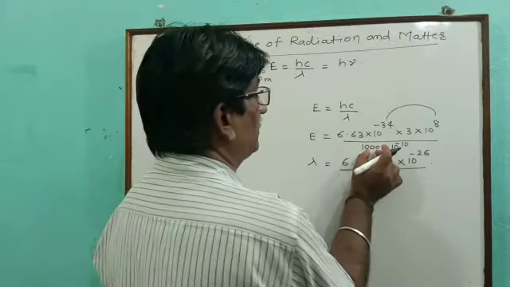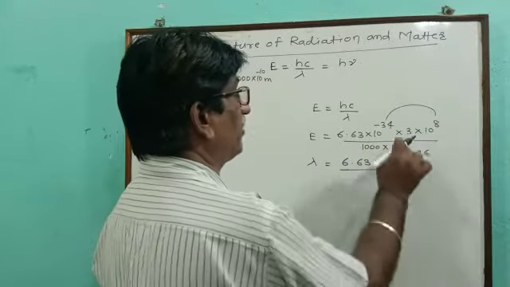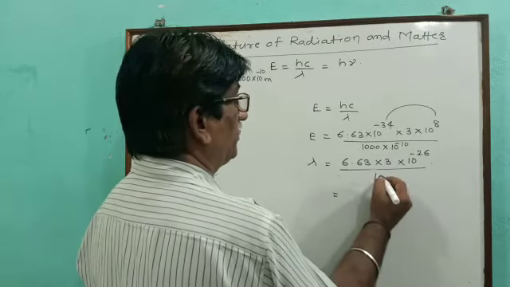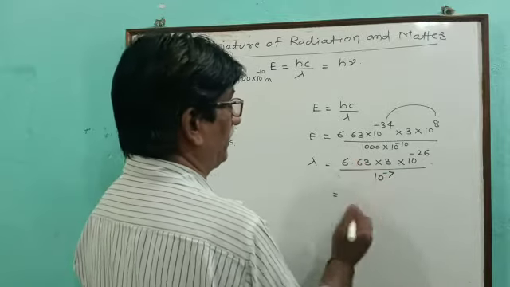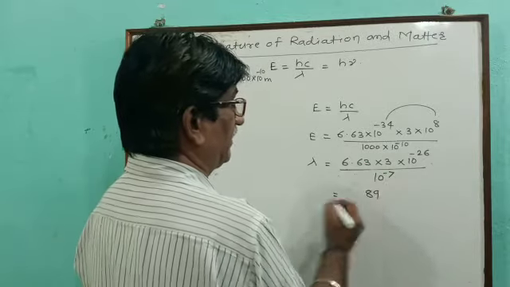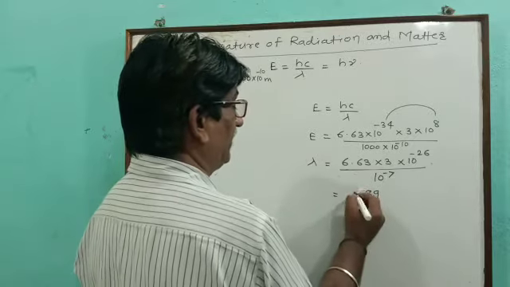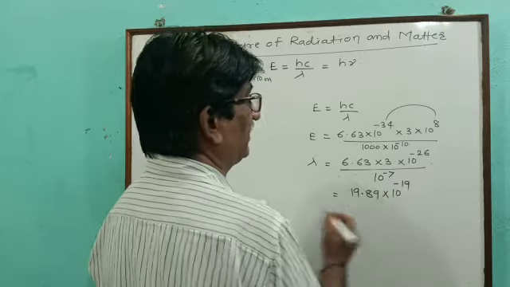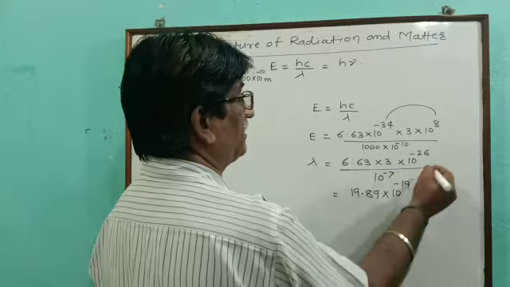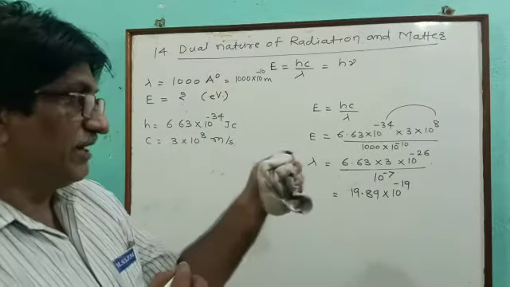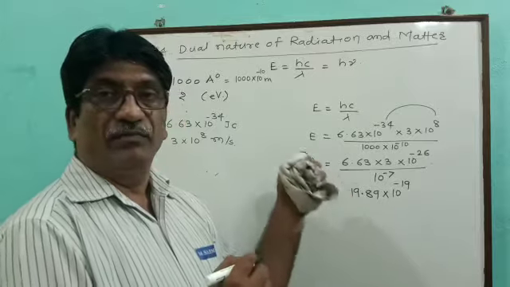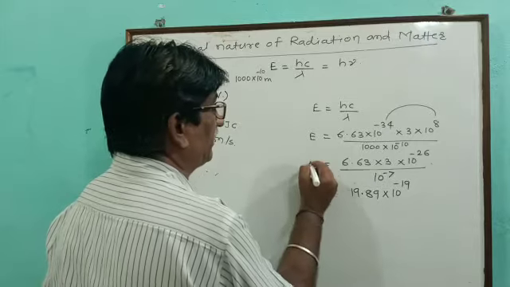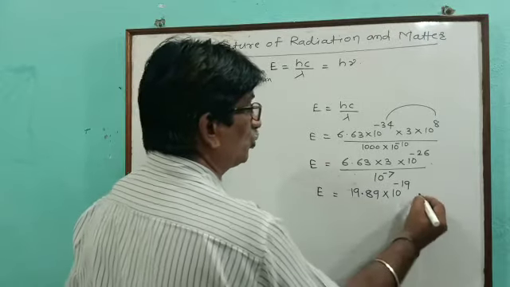If 3 zeros are subtracted from minus 10, the value will be 10 to the power minus 7. If we multiply 3 3 is 9, 18, 1 is remaining, and 19.89 into 10 to the power minus 19, because minus 7 is shifted to the numerator, that is plus 7, minus 26 plus 7, it will be minus 19. So this energy will be in joule.